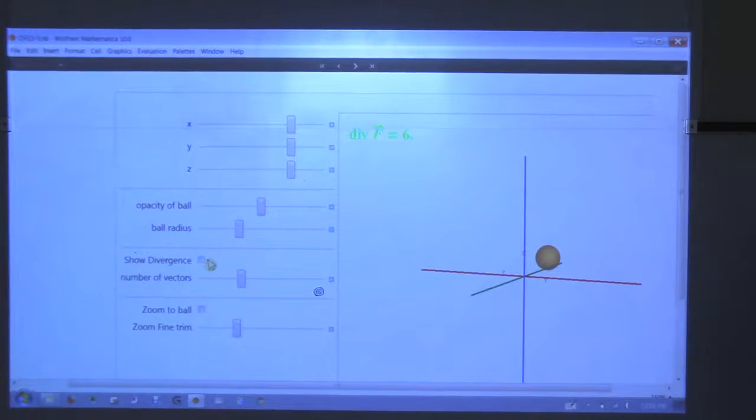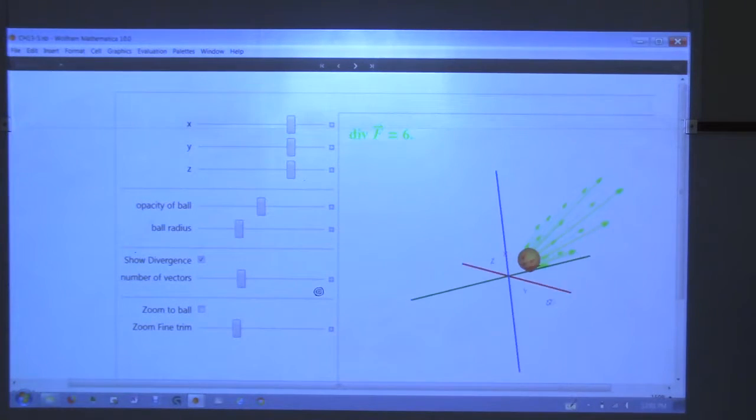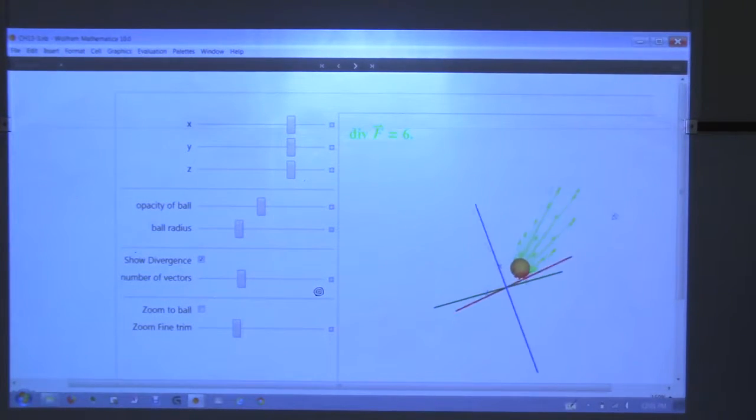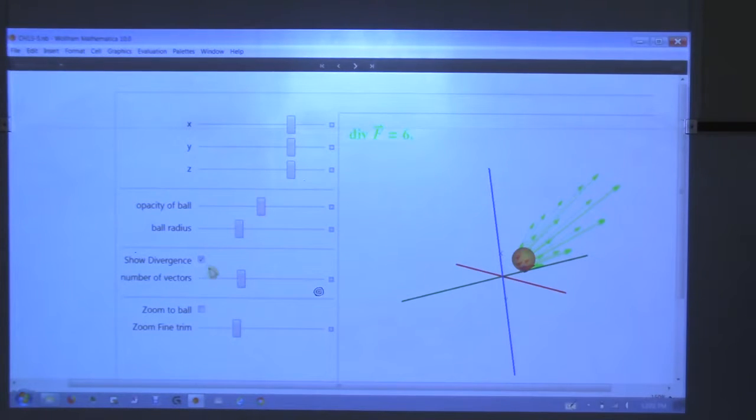Right now, this vector field I think is the vector field from earlier. Look at our div. What is it? 6. We're going to have lots of green when I show you this. So here it comes. Bam. We've got lots of green vectors coming out of this thing. Right? And let's add more just for fun. You can really see the green. I'm going to pull the ball out a little bit so it's not so overwhelming.